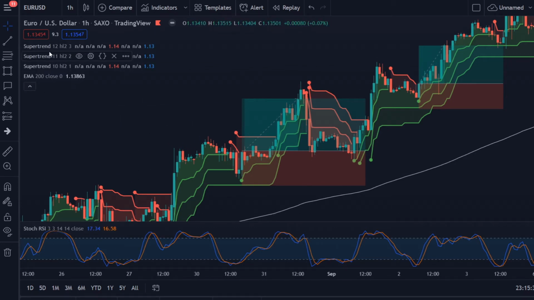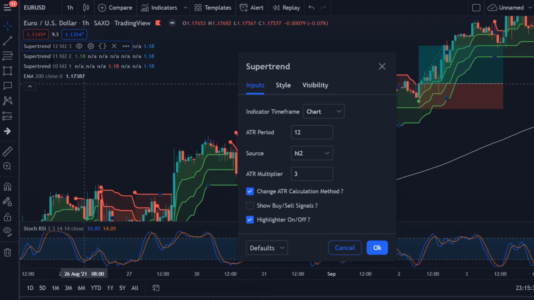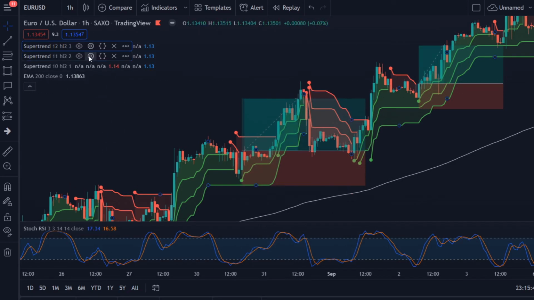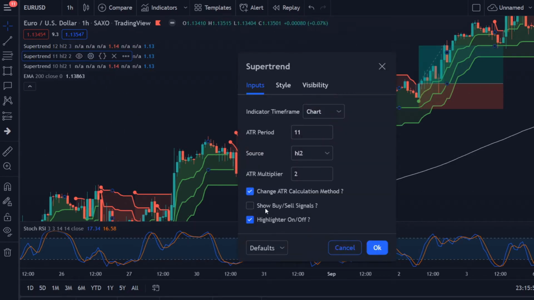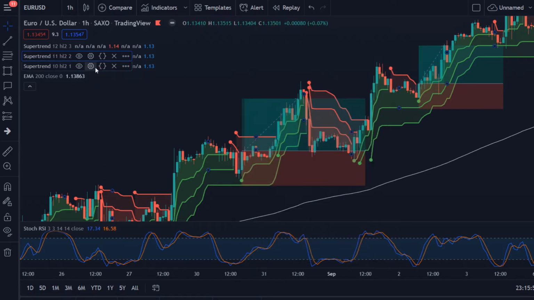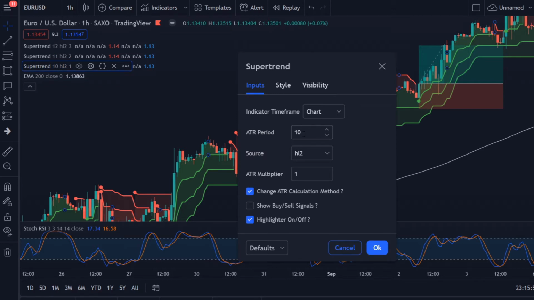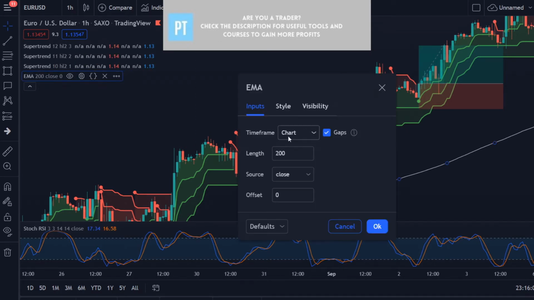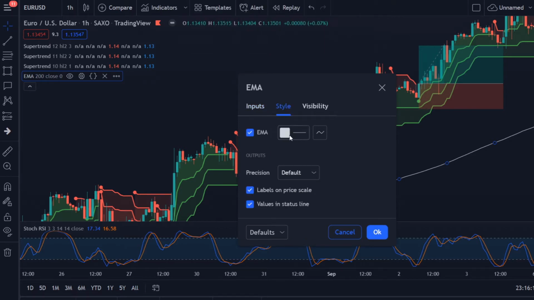Then we need to, of course, adjust the settings. So the first one, I'm using a 12 and a 3 ATR multiplier, and I'm disabling the buy and sell signals. And the same for the second one, I disable it, and I'm using the 11 and the 2. And then the third one is about here, the 10 and the 1, and I disable the buy and sell signals. And then of course we have the 200 exponential moving average over here. Make sure to set it to 200, and you can play around with the colors. I'm using a white or gray color.